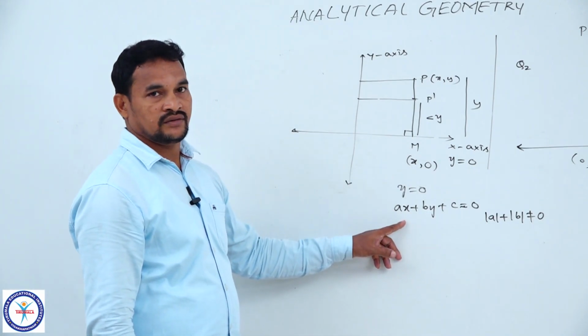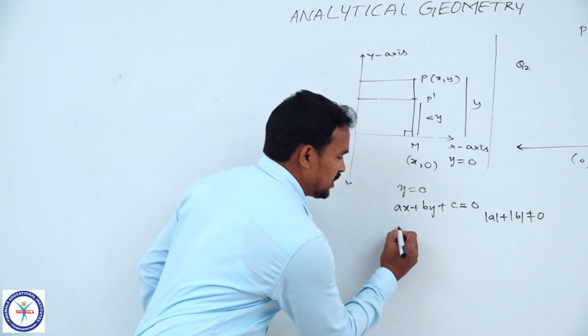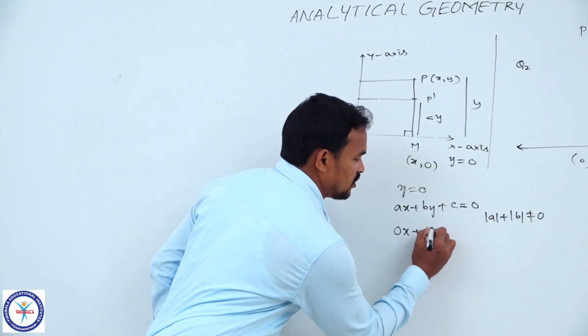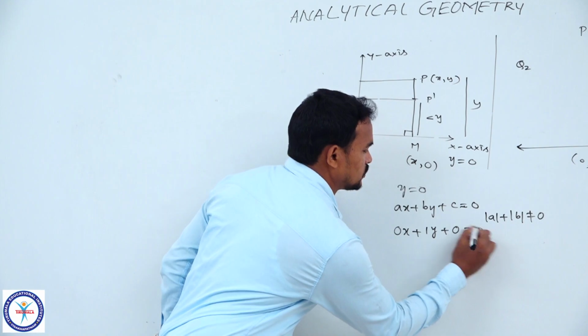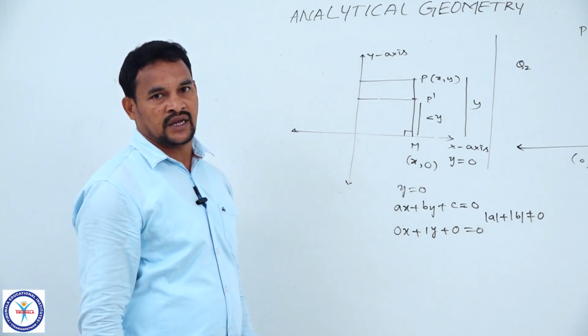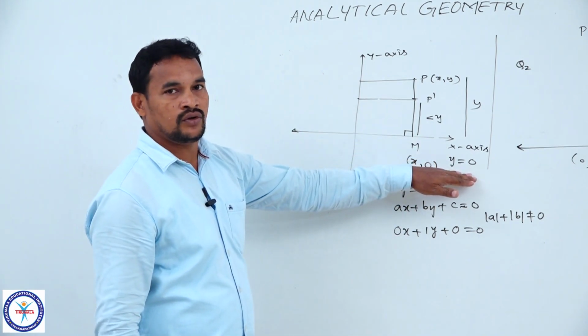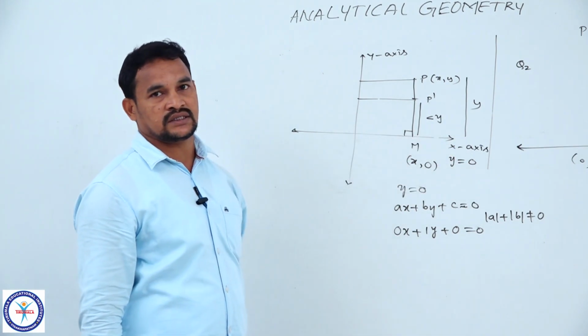It is a straight line. When it is compared with y equal to 0, it can be written as 0x plus 1y plus 0 equals 0. So y equal to 0 also looks like the standard form of a straight line. So it looks like the x-axis. Now y equal to 0 is the equation of the x-axis.